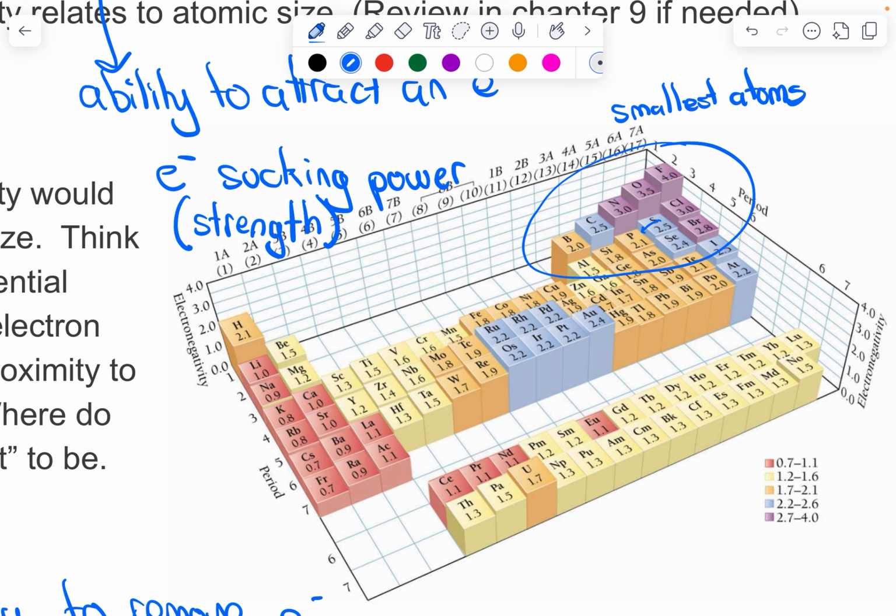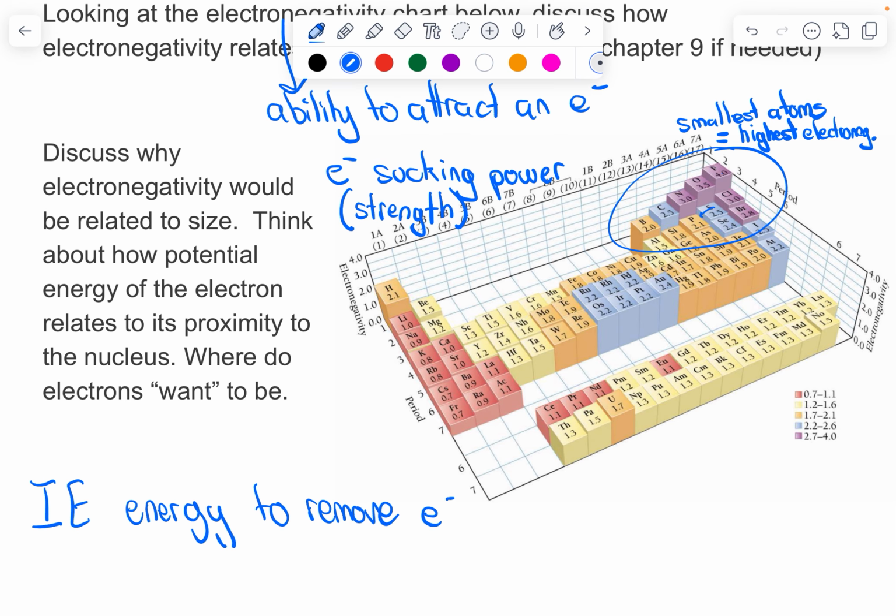Okay, so the smallest atoms are the ones that have the highest electronegativity. So just think about for a second why that might be. Why would a smaller thing be able to attract the electron more?